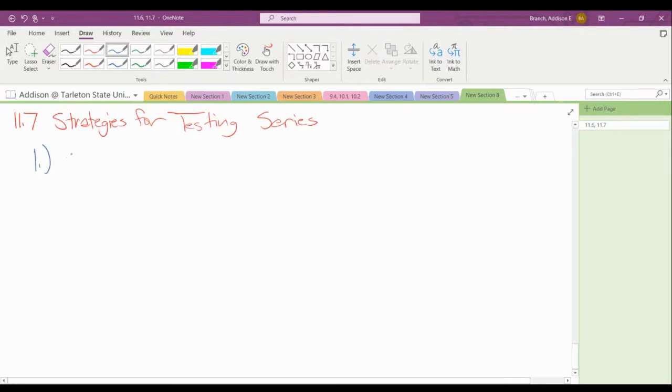If we have the format where we get 1 over n to the p, that's an obvious hint that is a p series. And of course, remember for p series, if p is greater than 1, it's convergent.